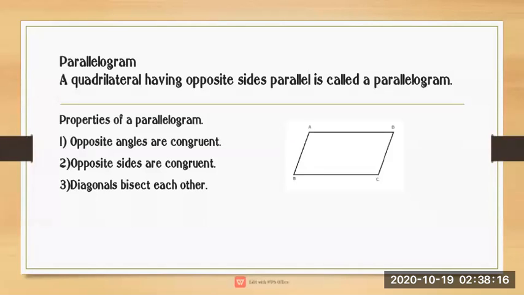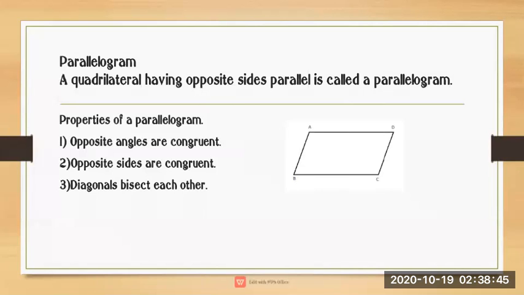Now the next type is parallelogram. You can see the definition of parallelogram. A quadrilateral having opposite sides parallel is called a parallelogram. Now what is a parallelogram? It is a quadrilateral having opposite sides parallel. Opposite sides should be parallel. That is called a parallelogram. Now here are some properties of a parallelogram.